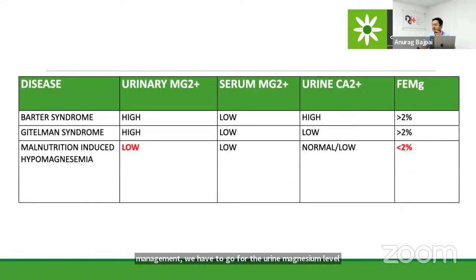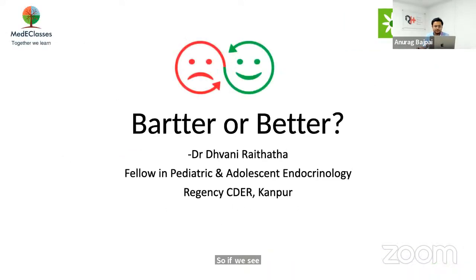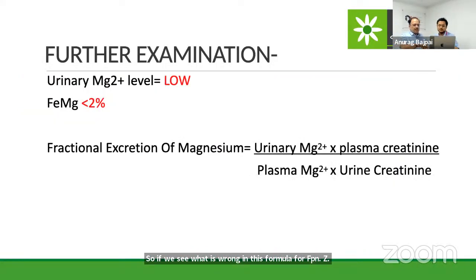So what is wrong in this formula for FEMg? You have given basically the formula urinary magnesium over plasma creatinine. Do you think there's something wrong? There has to be 0.6 or 0.7, because only 70% of magnesium is free in plasma, so the same formula cannot be used as for other electrolytes. You have to use 0.7. But anyway, FEMg will give you a clue.